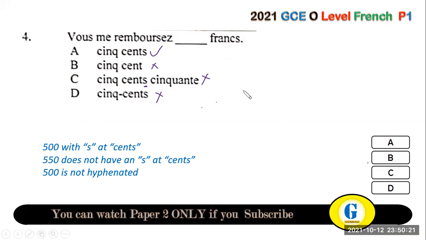So here the focus is on numbers. And here we know that with 500, that is 500, there is an S at cent. If it's just 500, but when you add something like 550, there is no S. Okay, the cent does not have an S like the option C here. 550, this cent, when there is something after the cent, should not have an S. But when you just say cinq cents, we have an S at the end. And then cinq cents, the B option is not correct because cents has S. And then cinq cent is not hyphenated. That's why we don't take the last option. A key here is A.